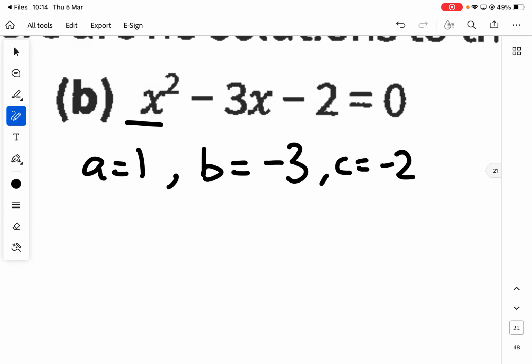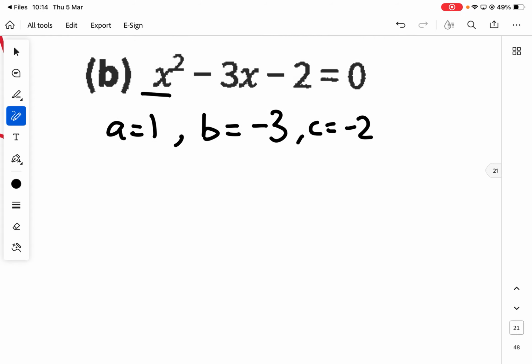I just told you A is the number of x squared. So I am finding whatever number that is in front of x squared. Now there is 1x squared, so I only write down the number. I don't write down the x squared, I don't write down the x. Okay? Purely the number. Without the x squared, without the x. Okay?